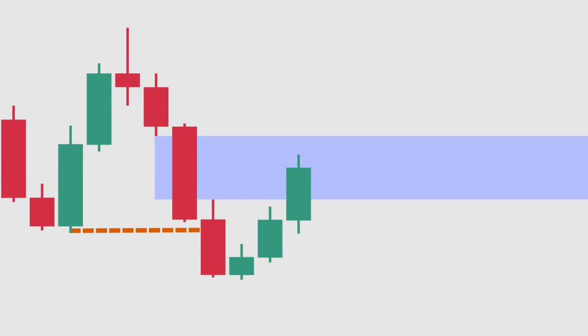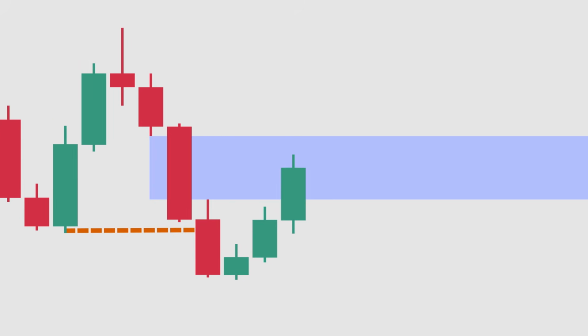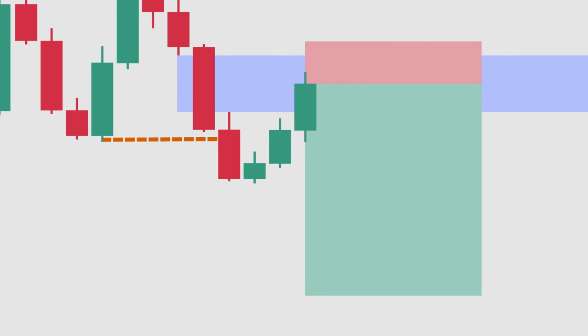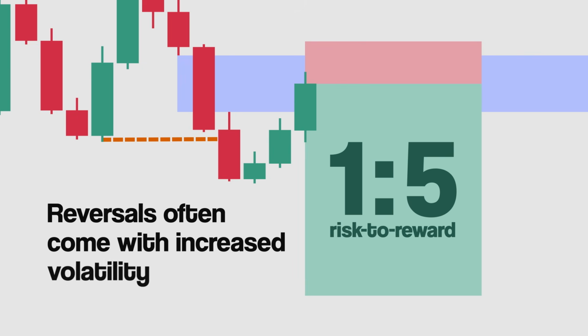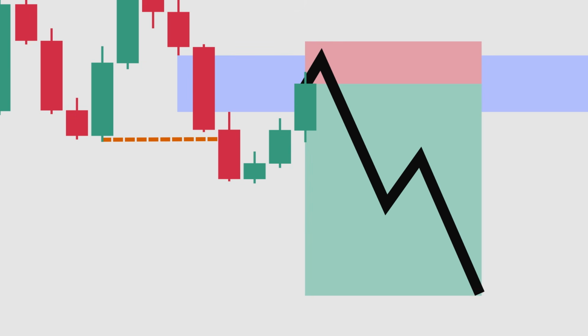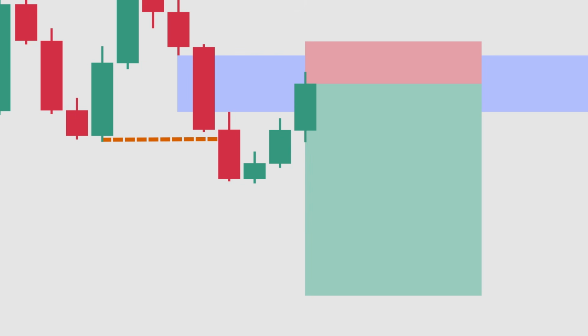Once price retraces back into the bearish fair value gap, we look for a short entry inside the zone. We place the stop loss slightly above the fair value gap, and we target a take profit at 5 times the stop loss distance. So we get a 1-to-5 risk to reward ratio. This is justified here because reversals often come with increased volatility, which can create a long, clean price leg, enough to hit that extended target.